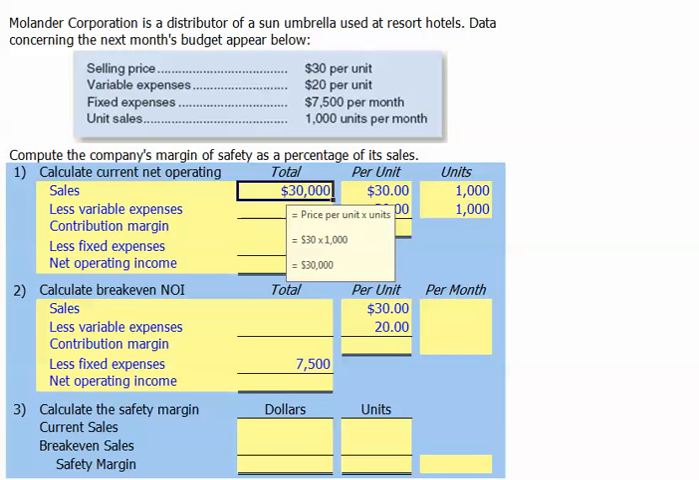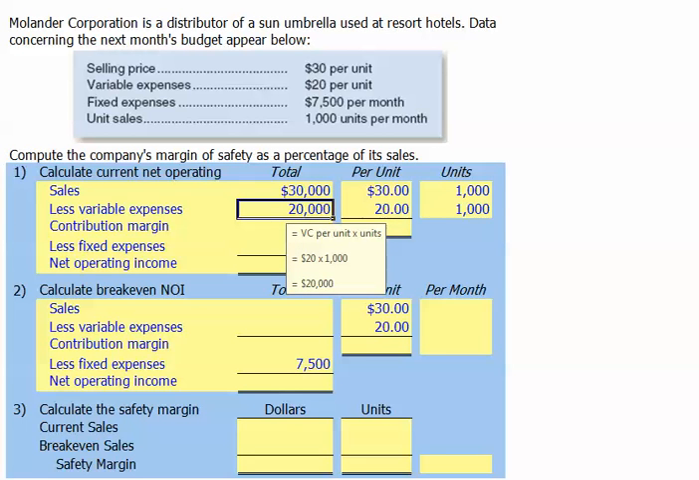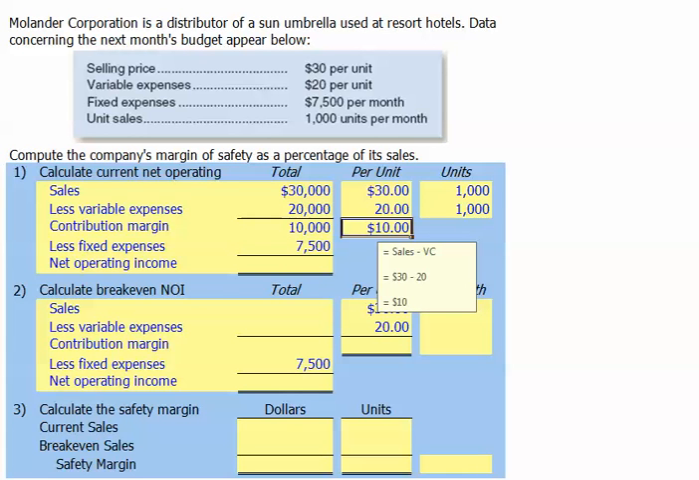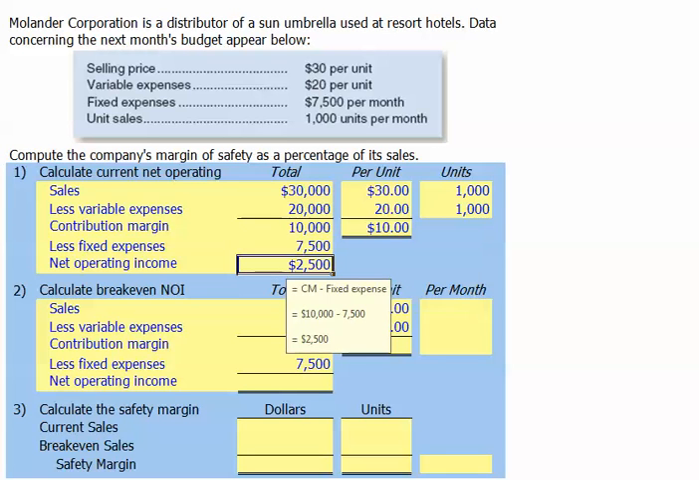Our current level of sales would be $30,000, which is the $30 per unit multiplied by our 1,000 units. Our variable expenses are $20,000, which is our $20 variable expense per unit times 1,000 units, which gives us a contribution margin of $10,000. We could have also calculated our contribution margin by taking our contribution margin per unit of $10 and multiplying it by our 1,000 units that we're selling. This gives us a net operating income of $2,500.